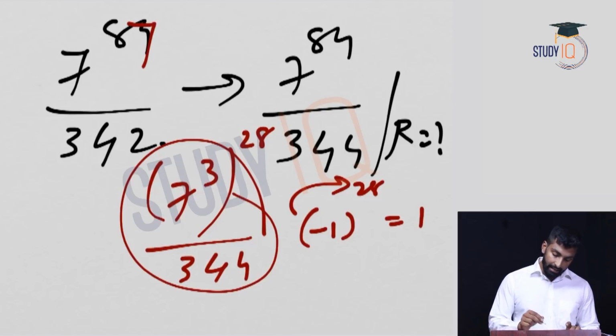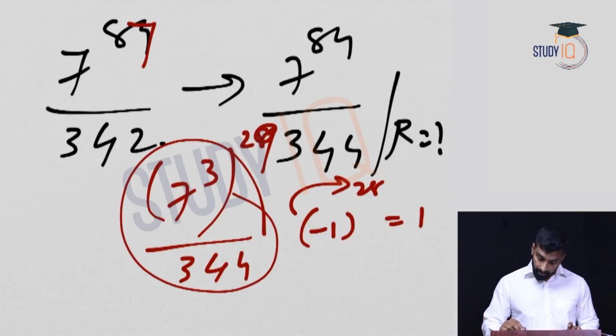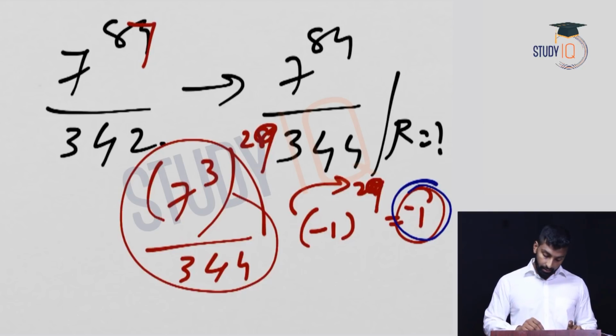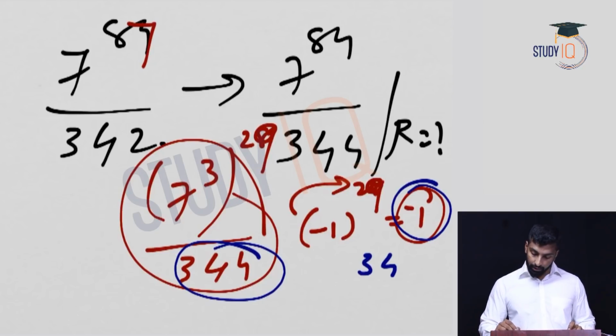Now had it been 7 raised to 87, then this 28 would become 29. Then this plus 1 becomes minus 1. So minus 1 is the remainder. But you cannot find minus 1 in your options. So if you need to convert this minus 1, it will become 344 minus 1, that is 343.